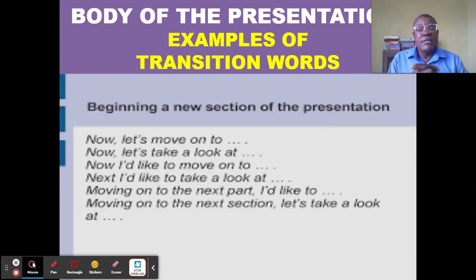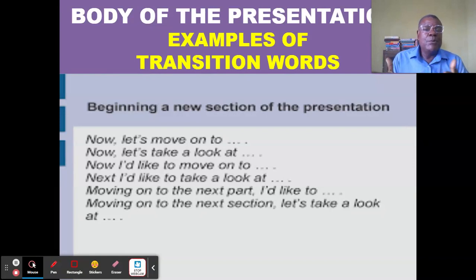Still on examples of transition words, and this has to do with beginning a new section of the presentation. You can use any of the following. Now, let's move on to, then you mention the next subtopic. Now, let's take a look at, now, I would like to move on to, next, I would like to take a look at, moving on to the next part, I would like to, moving on to the next section, let's take a look at. These are transition words.